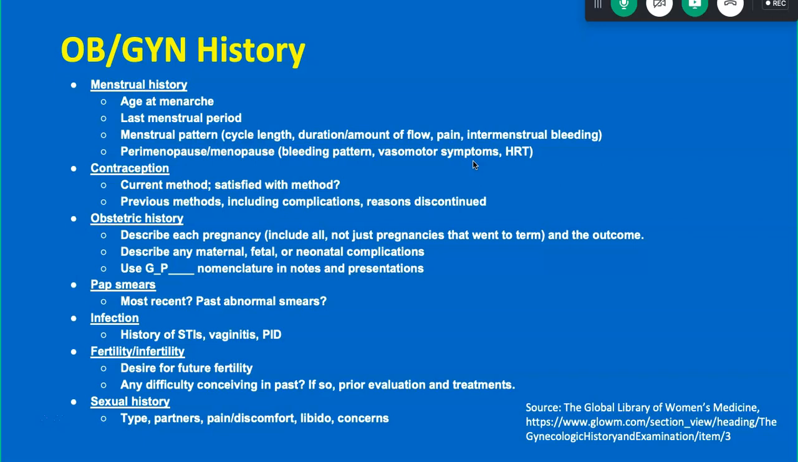Next in a thorough OBGYN history is their fertility and infertility. You want to know if they have a desire for future fertility. Did they have any difficulty conceiving in the past? And if so, did they undergo any prior evaluations or treatments?